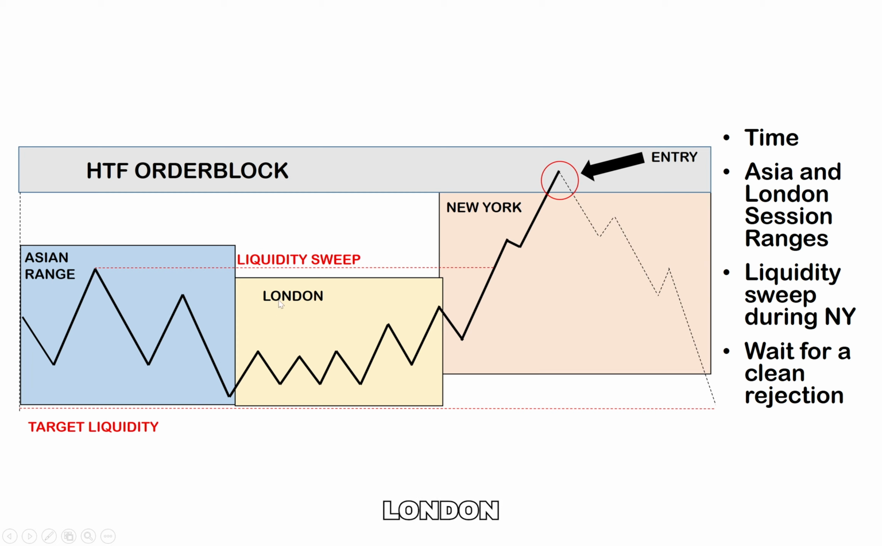Now during London, if I don't see a liquidity sweep above Asia inside of my direction, during New York, I'm anticipating that liquidity sweep of Asia. So since I am selling here, I'm looking for that liquidity sweep of Asia during New York into our higher time frame order block. This can be any other PD array like a fair value gap, but I like order block. So then we come into the order block and then we reject.